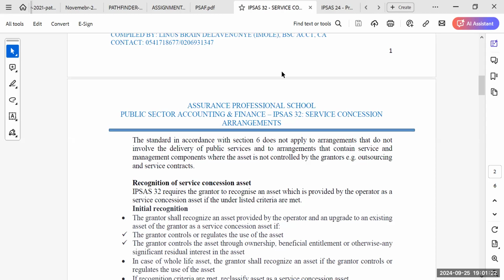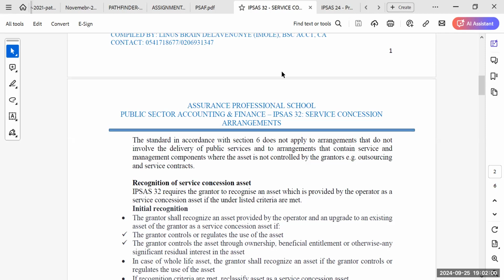What is happening is that at the end of the concession period, we have agreed that the asset will be transferred to the government. So the government will make sure that the asset is in good condition, so that they can also benefit from the residual value. So we have two ways. The grantor can recognize the asset provided by the operator as a service concession asset when the grantor controls the asset or regulates the use of the asset, or when it controls the asset through ownership, beneficiary titles, or otherwise any significant residual interest in the asset.